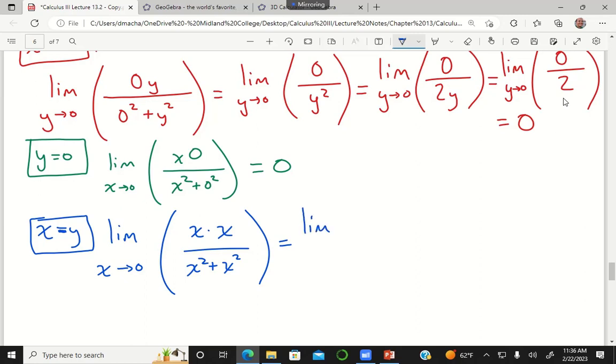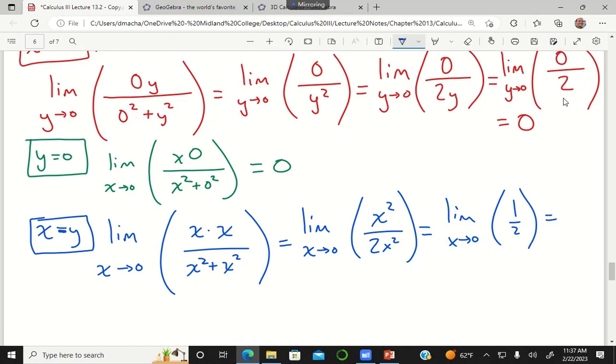And so that's the limit as x approaches 0 of x squared divided by 2x squared. So that is the limit as x approaches 0 of 1/2, which is 1/2. So that is not the same limit as when I took a new trace. And so immediately, whenever you take a trace and you get something that disagrees with the other traces, that immediately tells you the limit does not exist for this function, okay?